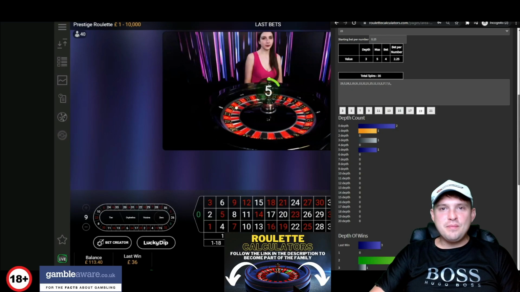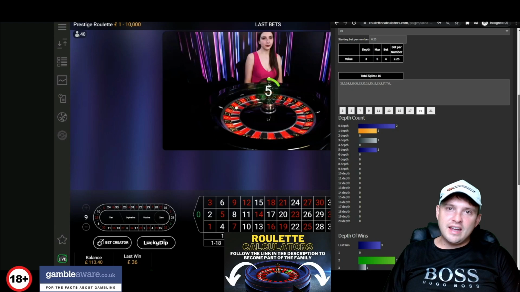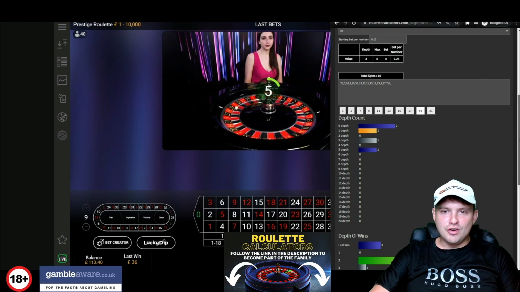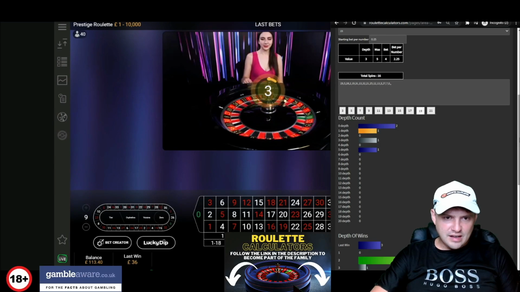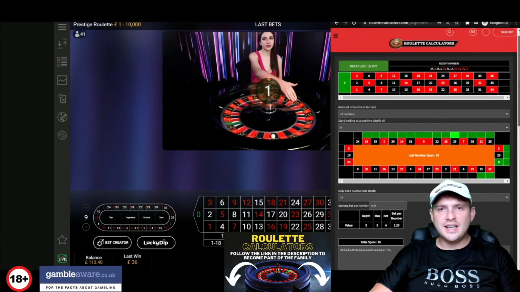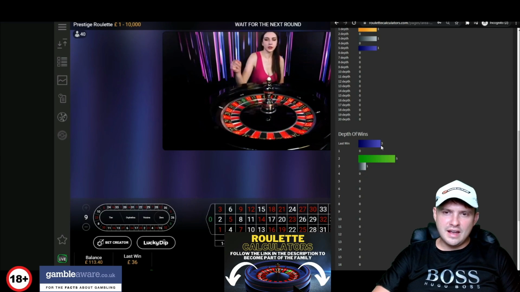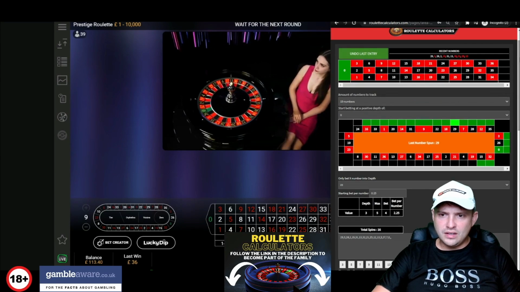Hey, how's it going, people? We are back with another session from Sam D, where he uses the area key from roulettecalculators.com to try and beat roulette. So we're going to get straight on with this. It's a fairly longer session this time. So you can see his balance there is £113. This is continuing from a few days ago. I think it was yesterday, the video that we posted.